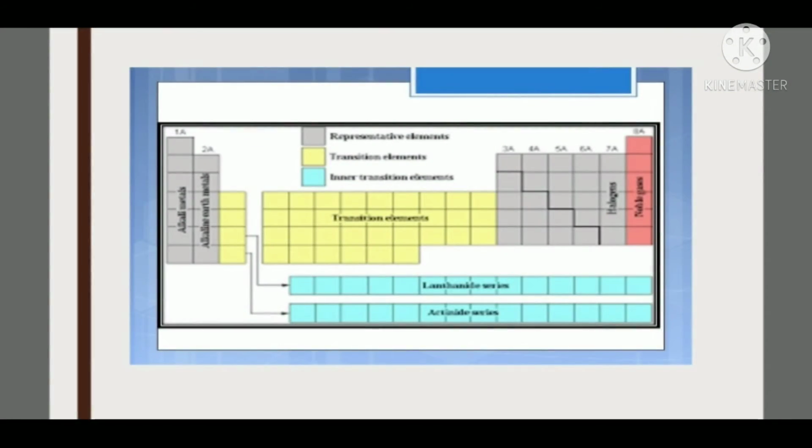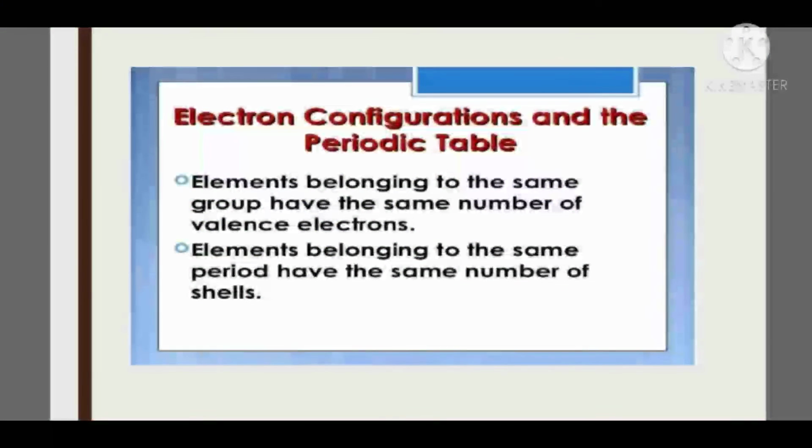This is the illustration of the periodic table of elements, where you can see the alkali metals, the alkaline earth metals, transition group, boron group, and so on. And now let us proceed to electron configurations in the periodic table of elements.